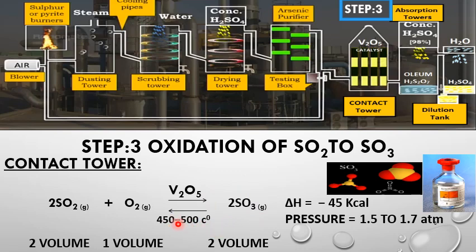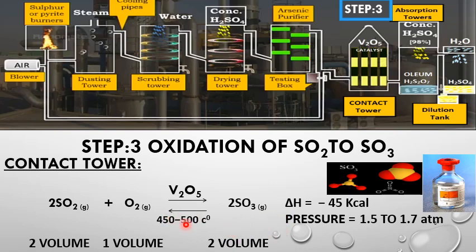The favorable conditions for the maximum yield of sulfur trioxide gas are low temperature and high pressure. But in actual practice, the reaction is carried out at about 450 to 500 degrees centigrade and the pressure is 1.5 to 1.7 atmosphere. Increase in pressure is favorable because the volume of product is smaller than the volume of reactant. But the gain is not enough to justify the expense of high pressure.